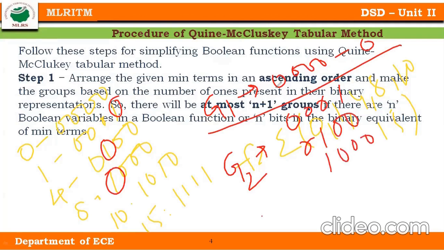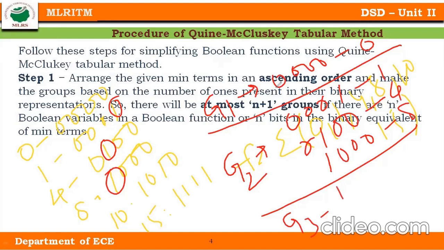So this is group 2, that is nothing but 1, 4, 8. Min terms 1, 4, 8 having only one 1 in the binary value. So that group I'm taking as group 2. Then I'll go for another group, that is group 3. So 1, 0, 1, 0 only. That is nothing but min term 10.